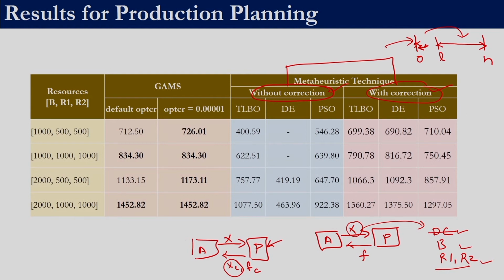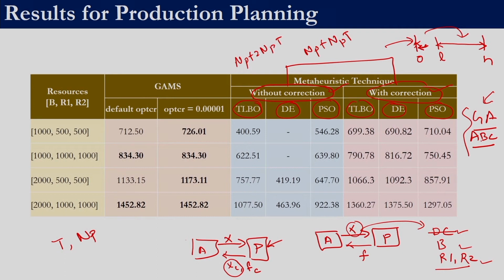So, for both the approaches, with correction and without correction, we solved the production planning problem with teaching learning based optimization, differential evolution and particle swarm optimization. We had chosen these three techniques because for these three techniques the number of fitness function evaluations is uniquely fixed if we fix the number of iterations and the population size. For TLBO it was NP plus 2 NPT, whereas for DE and particle swarm it was NP plus NPT. That is why we had taken only these three algorithms. You can do a similar comparison including genetic algorithm and artificial bee colony optimization.